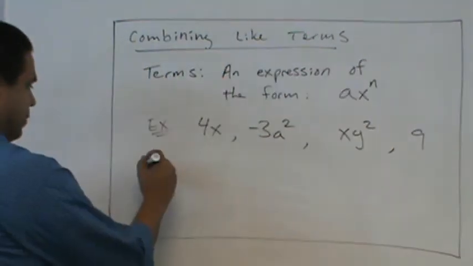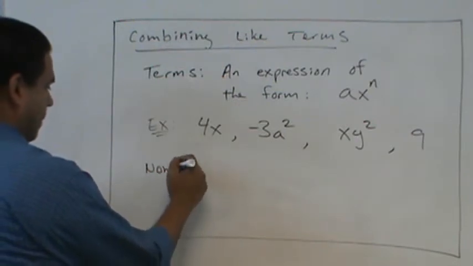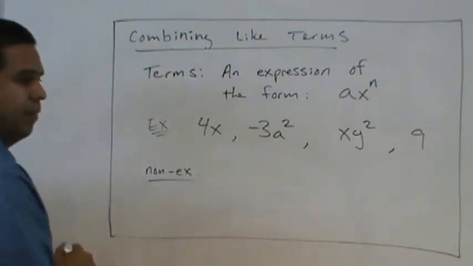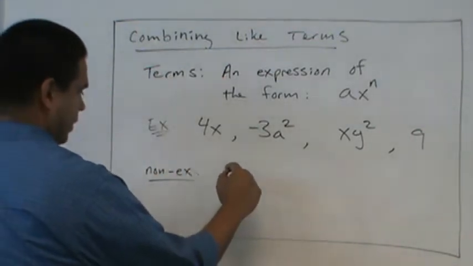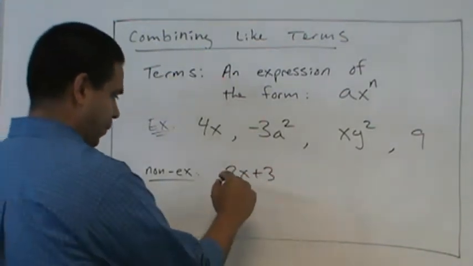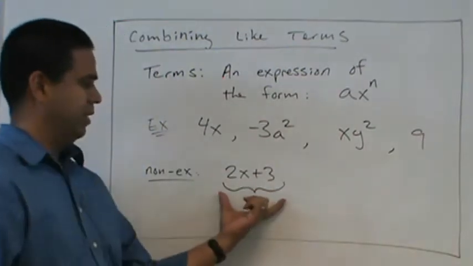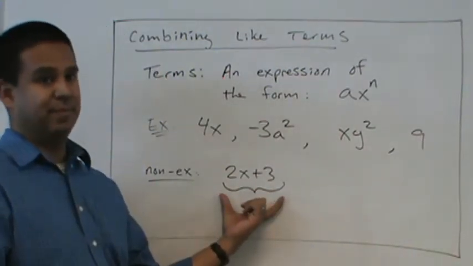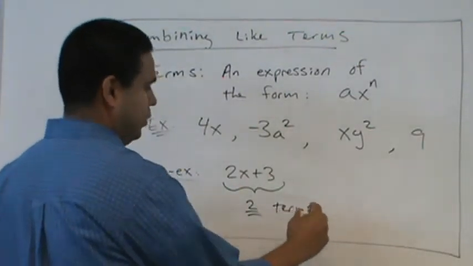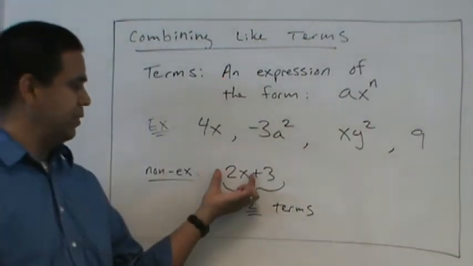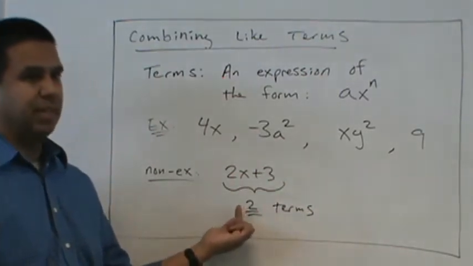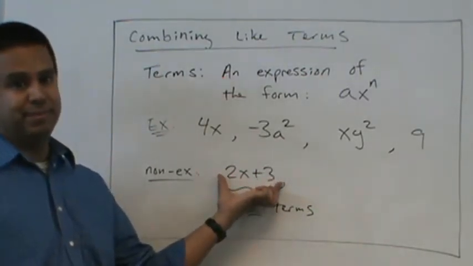What would be some non-examples? An example would be something like this. Okay? This altogether is not a term. This has two terms. So a term is just one of these things. This has a plus sign, so that means there's two of them. Okay? So don't call this whole thing a term.